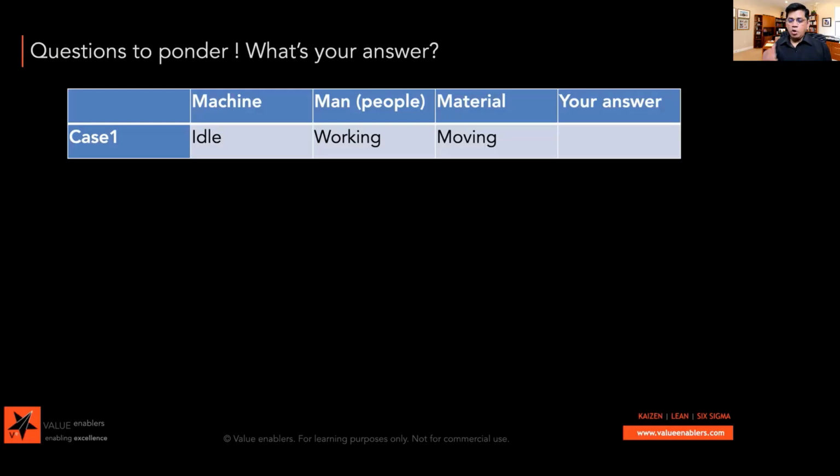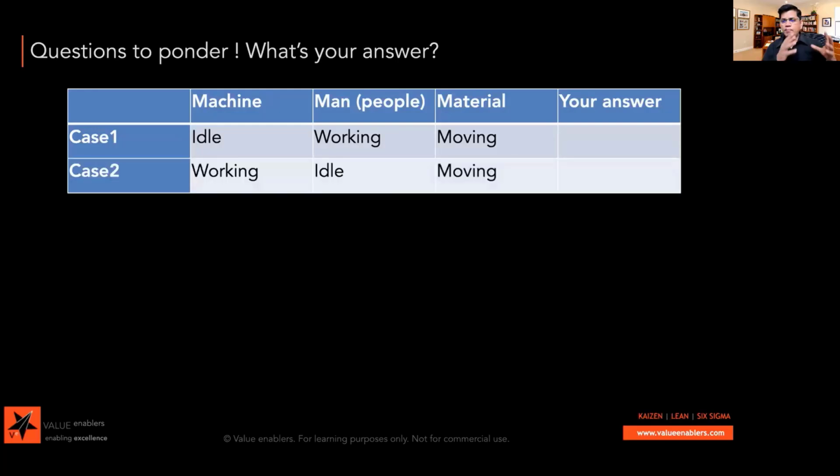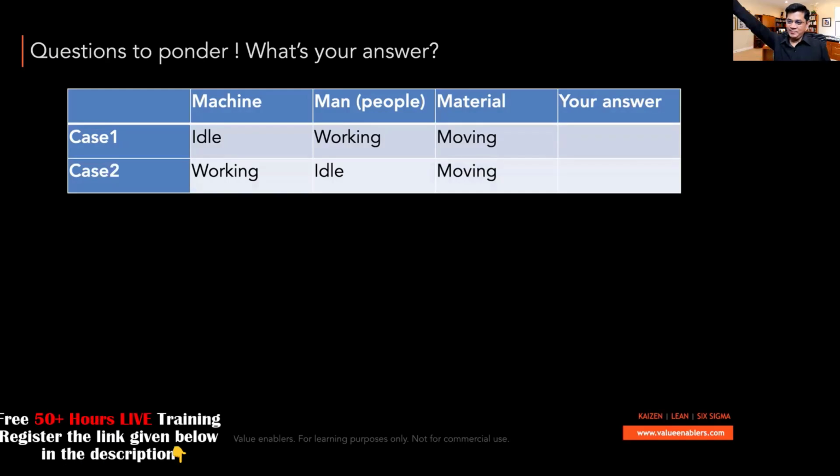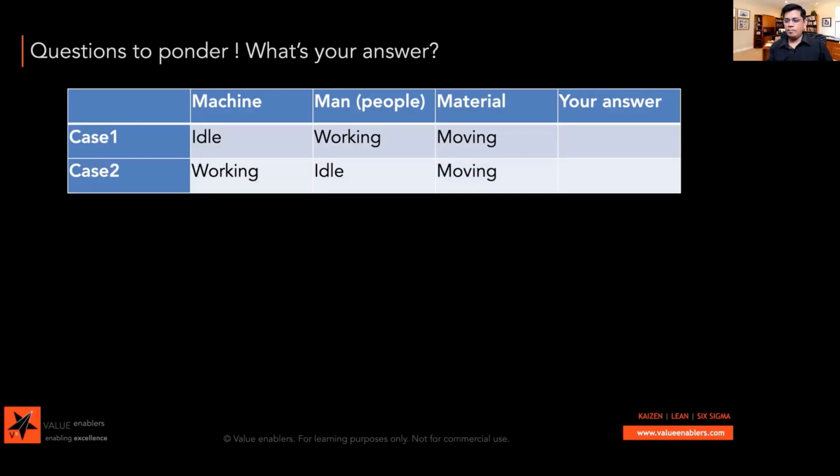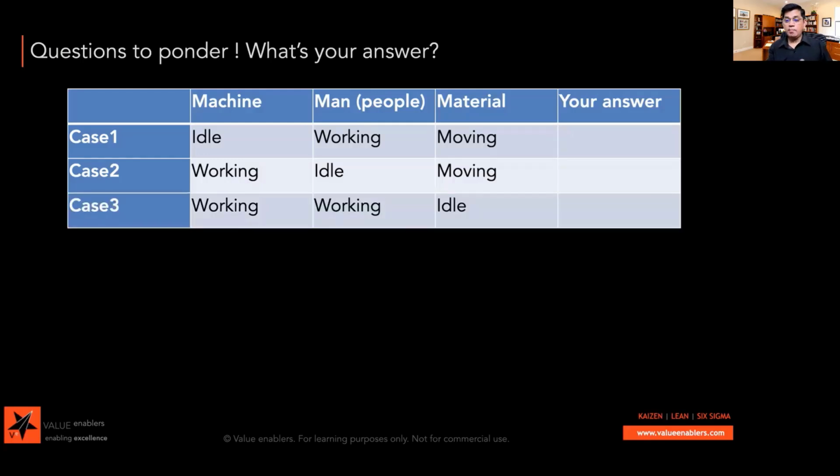Ideally you can imagine different situations and then write all the situations of that factory. So case 1 is you walk into the factory, you see the machines are idle, but man is working and material is moving. What are the possible reasons why this is happening? Case 2, you find the machine is working, whereas man is idle and material is moving. What is the situation in that factory that you can imagine? Case 3, machine and man both are working, but material is not moving.